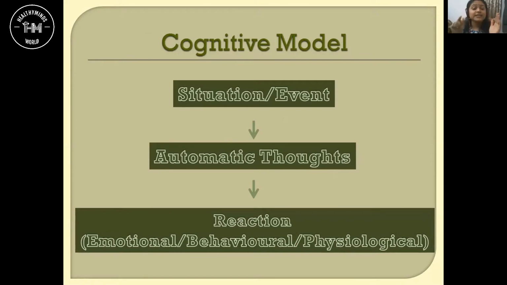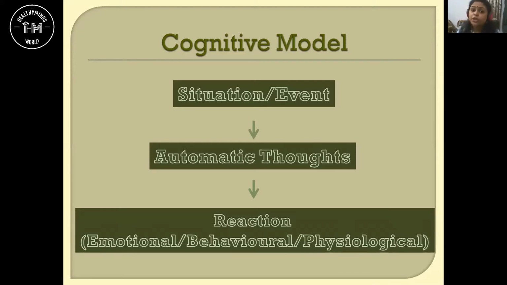Now, this is the cognitive model given by Beck. What does this model talk about? In any given situation, what we show, and how we react. Reaction can be in the form of an emotional reaction, like what we are feeling. It could be feeling lonely, jealous, hurt, angry, or it could be a behavioral reaction. When I'm feeling angry, I might throw things away, break something, or go and hit someone. This is a behavioral reaction.